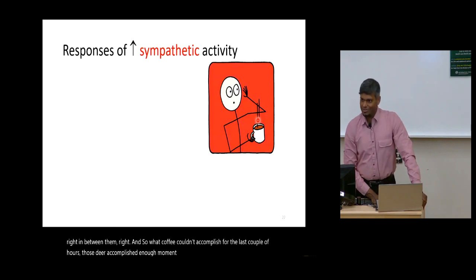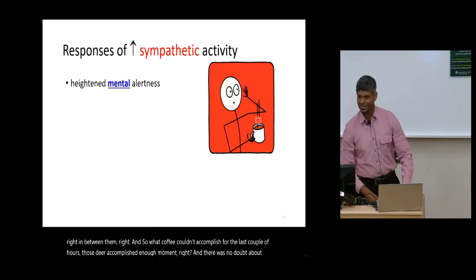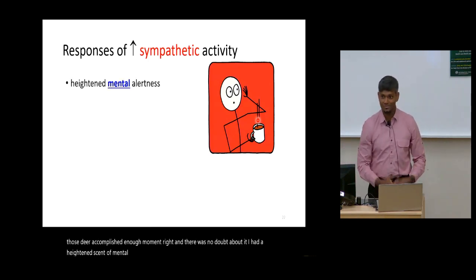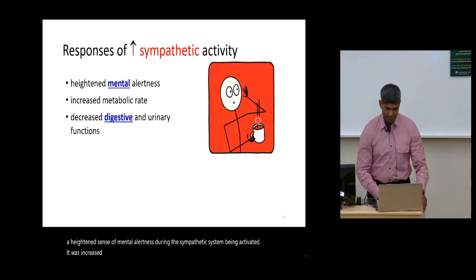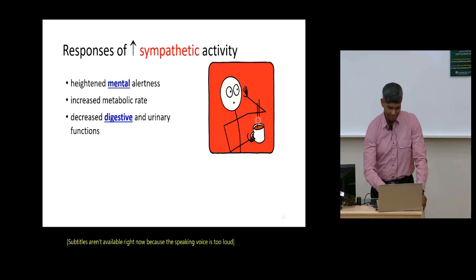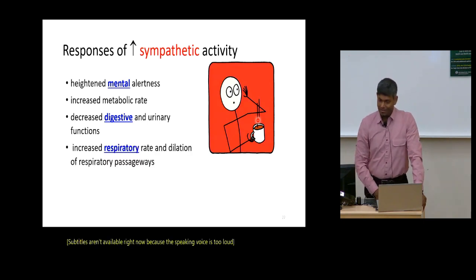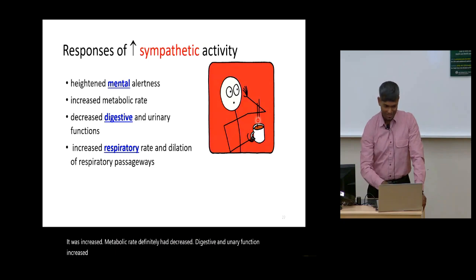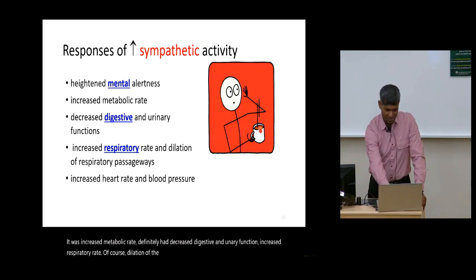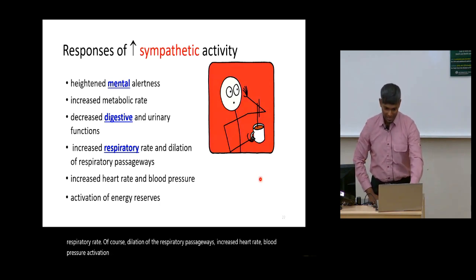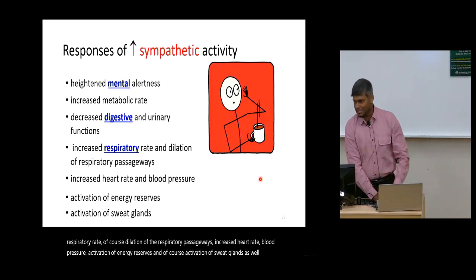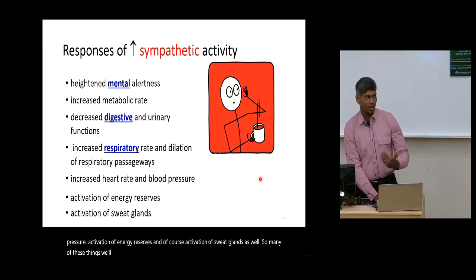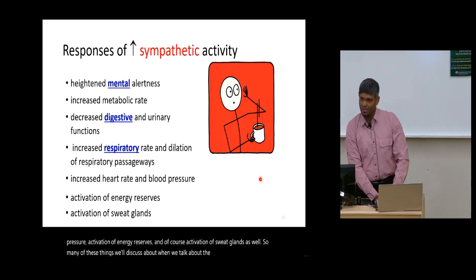And there was no doubt about it, I had a heightened sense of mental alertness during the sympathetic system being activated. There was increased metabolic rate, definitely decreased digestive and urinary function, increased respiratory rate, of course, dilation of the respiratory passageways, increased heart rate, blood pressure, activation of energy reserves, and of course activation of sweat glands as well. So many of these things we'll discuss when we talk about the different organ systems in the upcoming lectures.